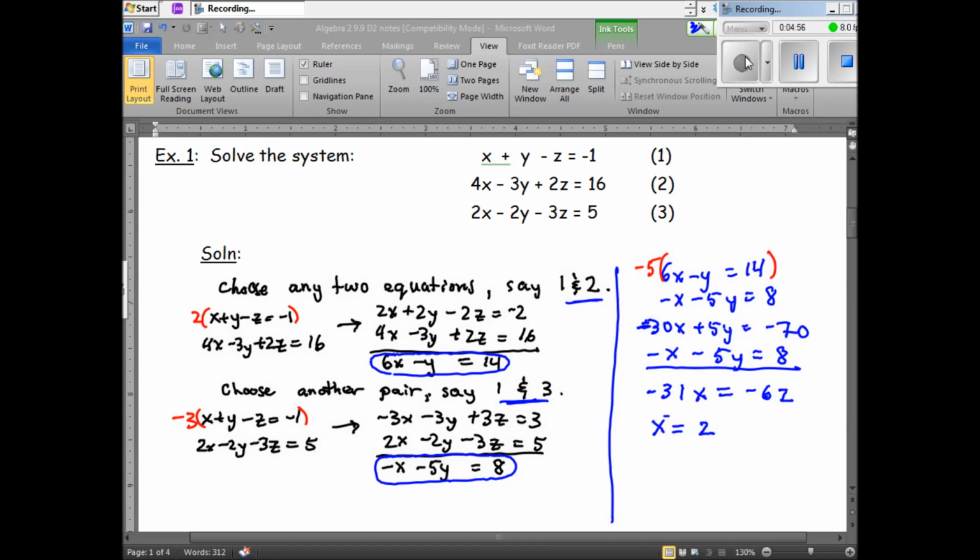Go ahead and take your x equals 2 and substitute it into one of your equations that you found earlier, one of these simpler ones. Don't go back to the very beginning. Don't go up to these yet. Okay, so let's just go with our first one. It's 6x minus y equals 14, and x is 2. So it's 12 minus y equals 14. And if you solve that, you end up getting y equals negative 2.